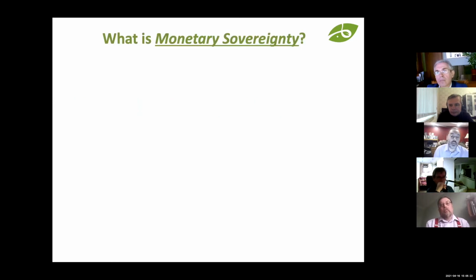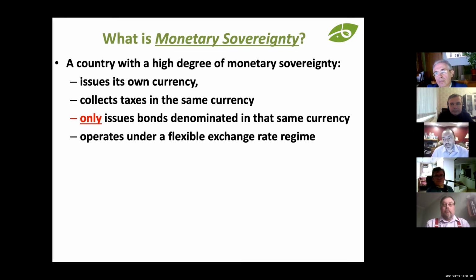MMT focuses on the concept of monetary sovereignty. And this is different than political sovereignty or territorial sovereignty. Monetary sovereignty is defined in the following way. A country with a high degree of monetary sovereignty is a country that issues its own national currency, which in the case of Ukraine is the case. A country that collects taxes in the national currency, which in the case of Ukraine is also the case. But number three, this is where countries start to differ.